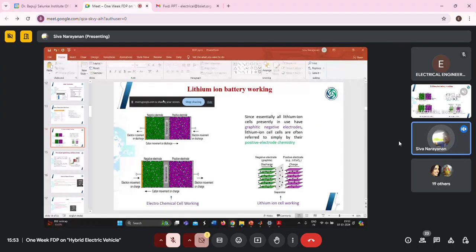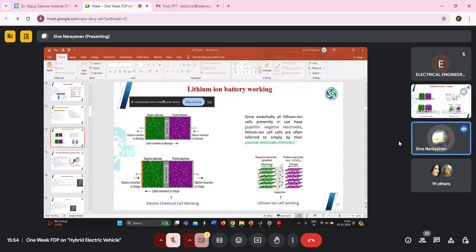But in the lithium ion cell, the same electrode structure is there, but here you have the small violet color dots, which are the lithium ions. Those lithium ions have the option to travel from the negative electrode to the positive electrode, or from the positive electrode to the negative electrode, based on the type of the process.